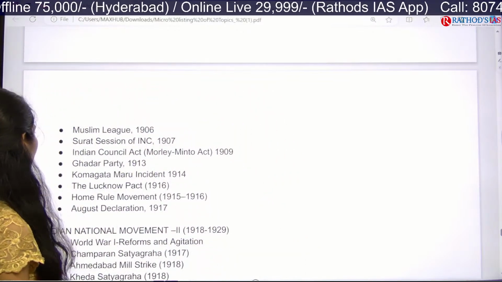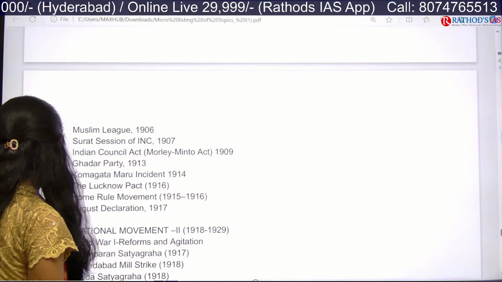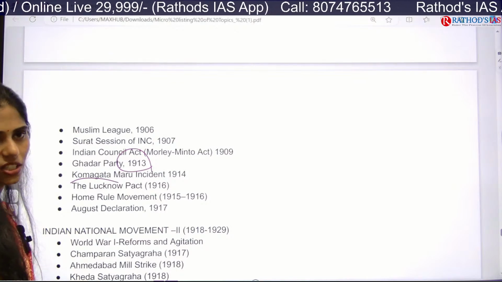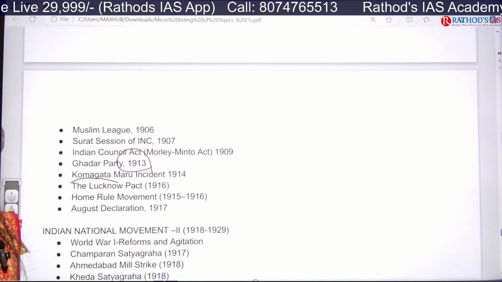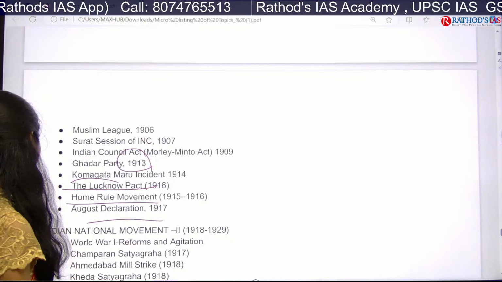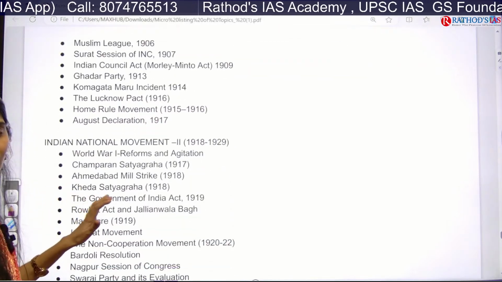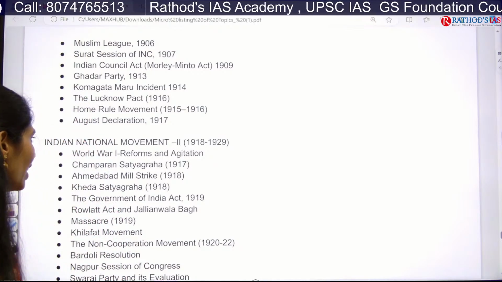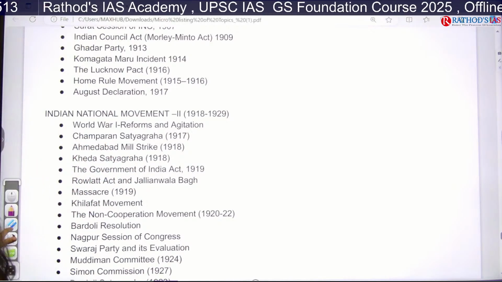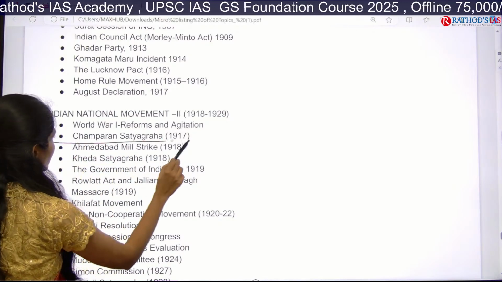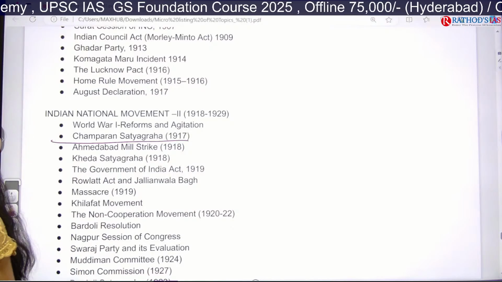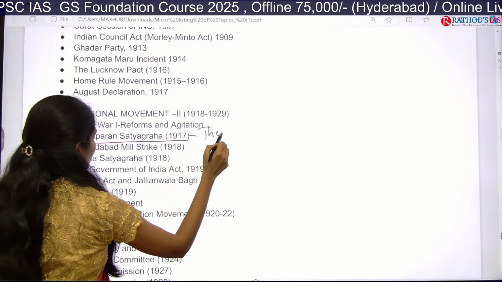And next you have to know about the Gadar Party. The Gadar Party was established in 1913, and later we have the Komagata Maru incident, which is also a very important ship incident. And next are the Lucknow Pact, the Home Rule Movement and the August Declaration. After this, in 1915, Gandhiji came to India from South Africa, and he participated in his first event, the Champaran Satyagraha in 1917. It concerns farmers, the peasants, and is against the land revenue policy and also the Teen Katiya system that I mentioned.